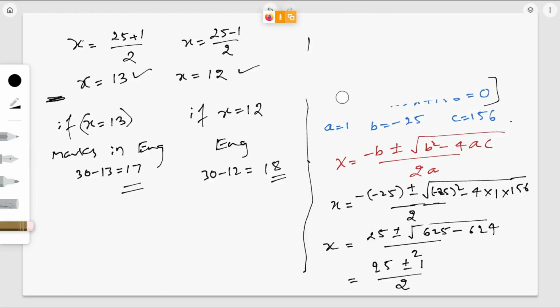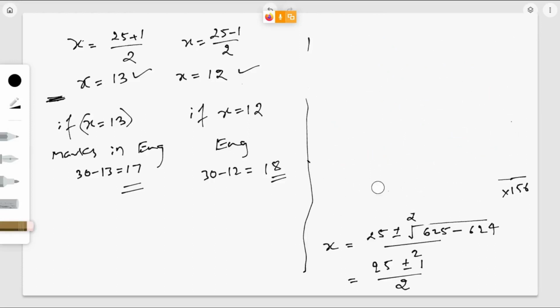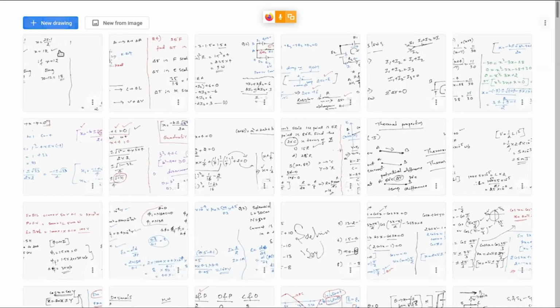Atharva, read the question. Question number 6. The diagonal of a rectangular field is 60 meters more than the shorter side. If the longer side is 30 meters more than the shorter side, find the sides of the field. The diagonal of a rectangular field. So this is your rectangular field.